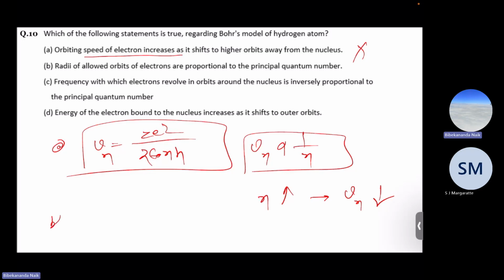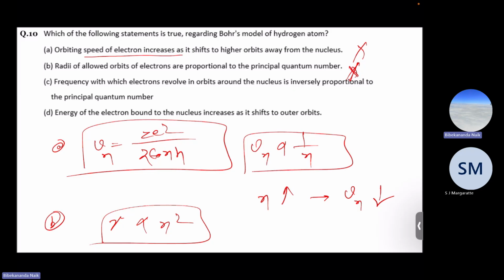Now coming to the second option, option B. Radius of allowed orbits of electrons are proportional to the principal quantum number. We know R is proportional to n square. We had already discussed this. So R is proportional to n square, it is not proportional to n. So again this is not correct.